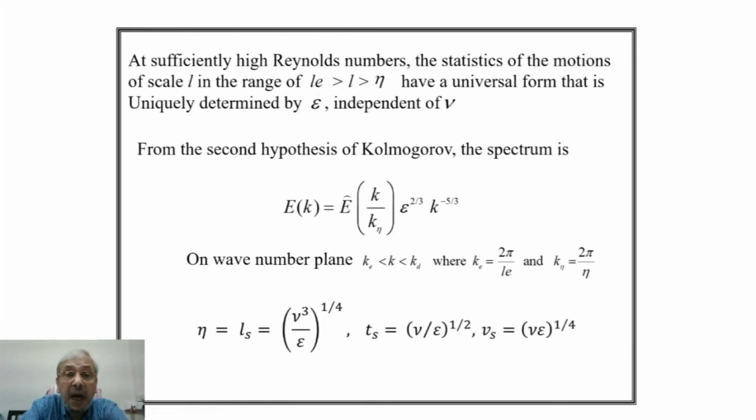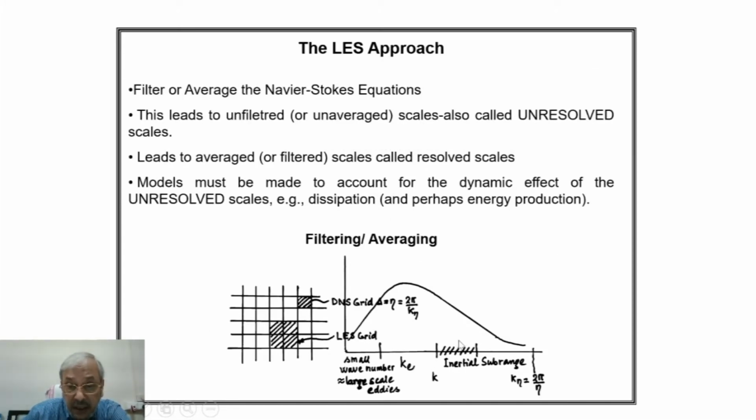So at sufficiently high Reynolds numbers, the statistics of the motions of scale L is in the range L between Le, which are energy containing scales or energy containing eddies, and eta. L is between Le and eta. So we want to be somewhere here. So it is greater than eta and less than Le, somewhere here.